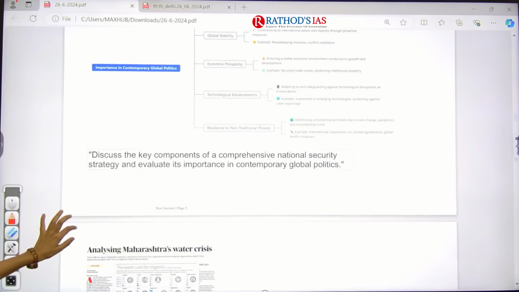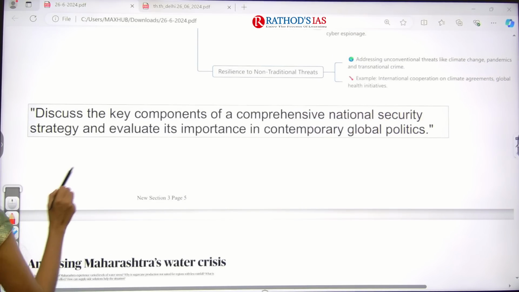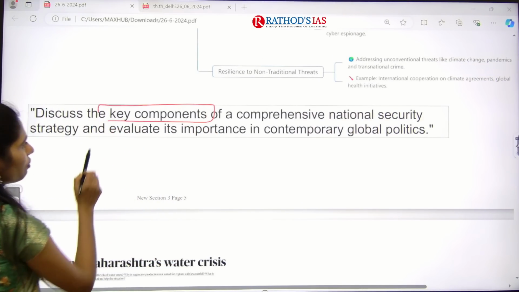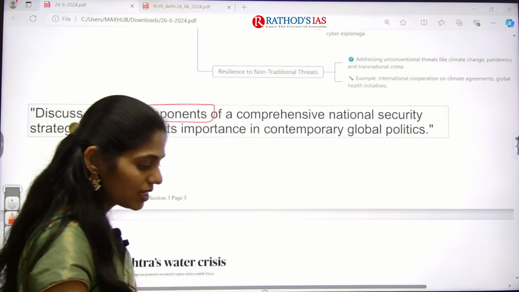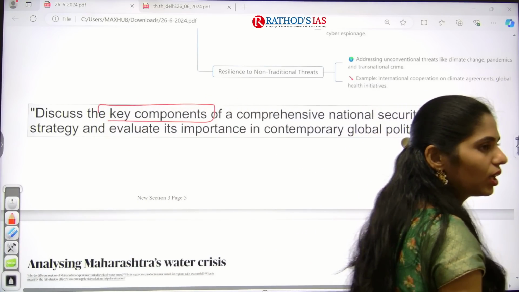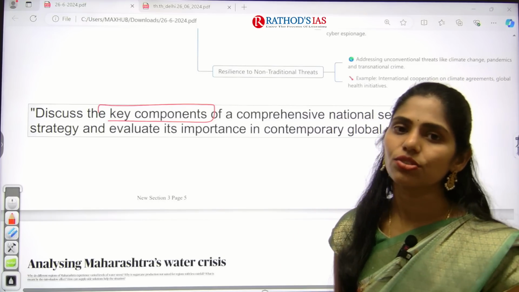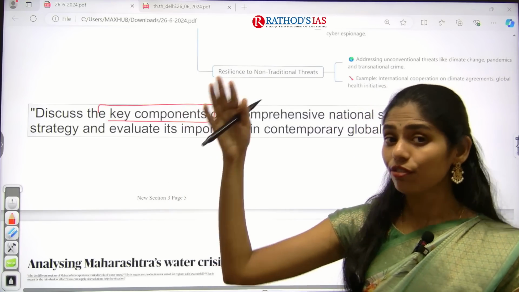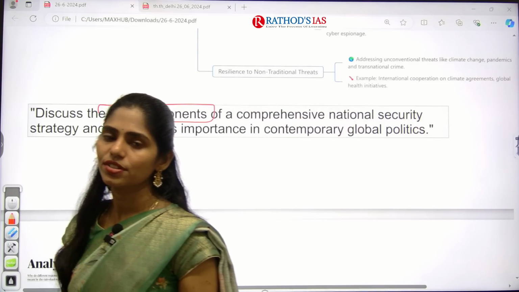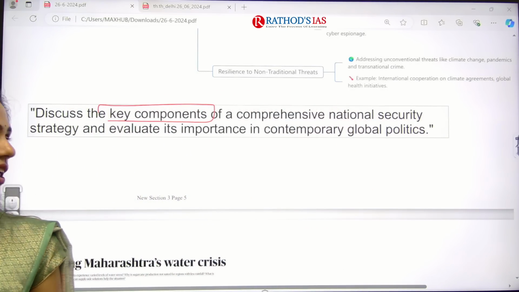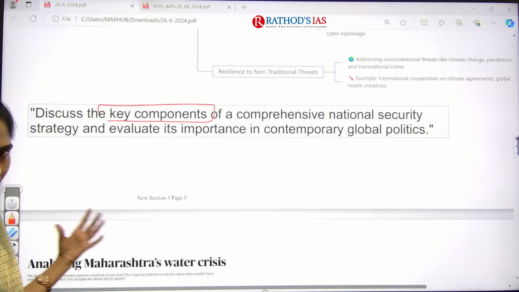And now let us see what the mains question is. The mains question is: discuss key components of a comprehensive national security strategy, and evaluate its importance in contemporary global politics. That means you can see India is facing threats from Pakistan and China, and across the world the Russia Ukraine crisis is going on, and here we have the Israel Palestine issue, right? So in this context, yes, we need a good national security strategy. In this context you can write an answer.